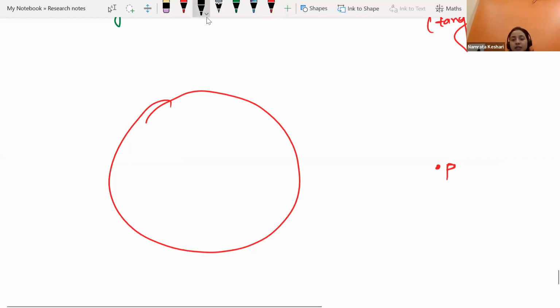I'm trying to make a tangent which will just go through this point. Tangent means a line which must touch the circle at a point only. So maybe I can draw a line like this.